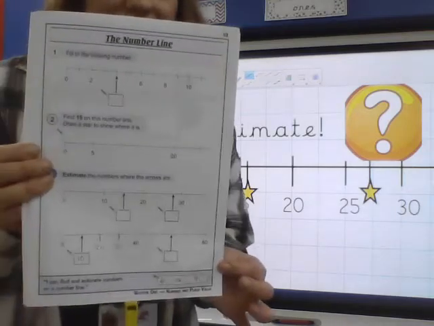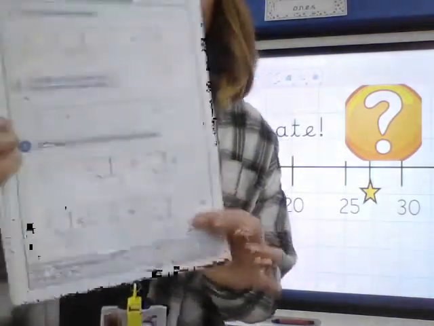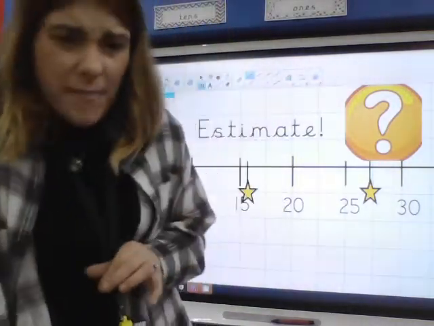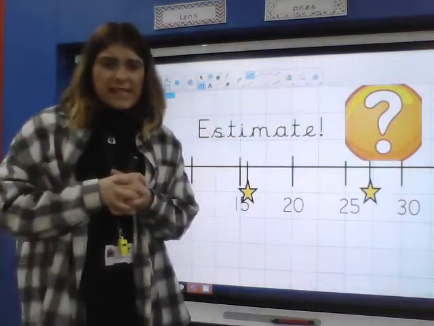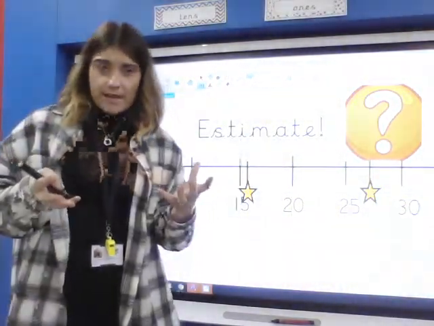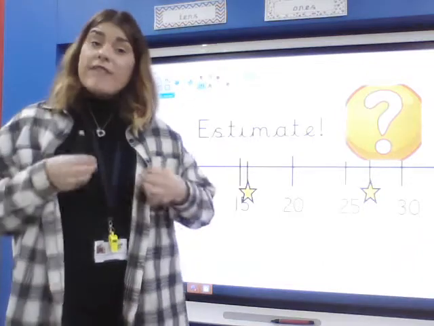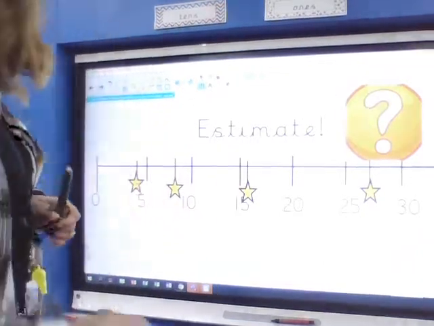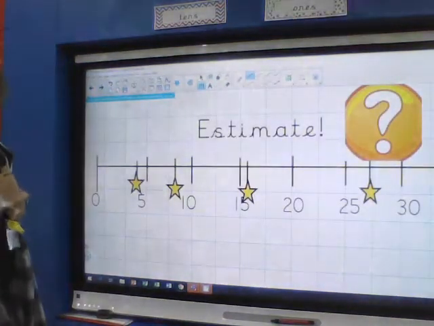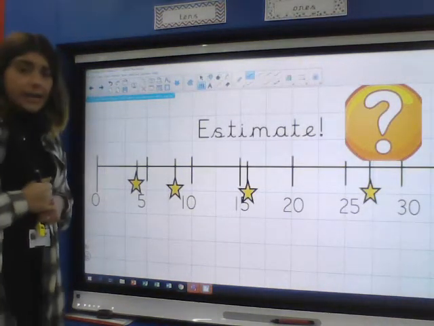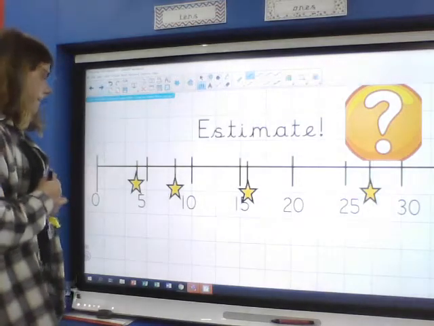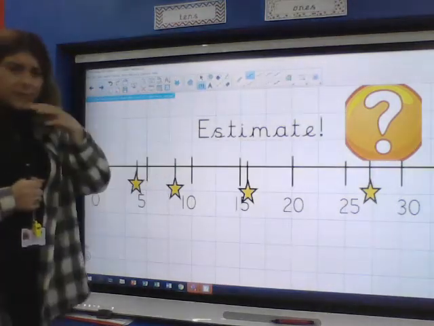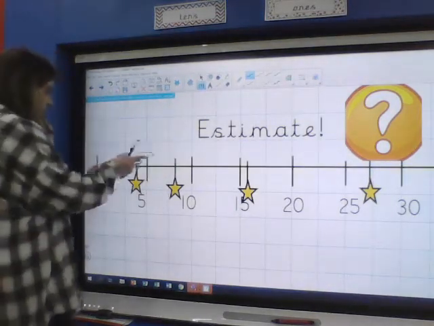But then after that, it is asking you to start estimating. Can you remember at the start of the lesson what Mrs. Wood said that tricky word estimate means? So estimate means when we make a really good guess using what we already know. So I've got here on my whiteboard a number line to 30. And I've got some stars here. Now my number line is counting in fives.